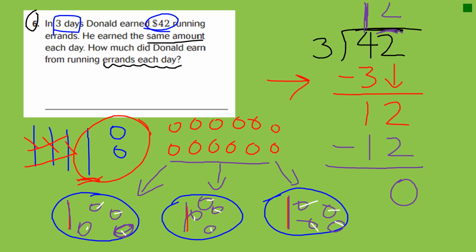4 ones are in each group. Okay, so Donald, with his $42 over the 3 days, each of those days, Donald earned $14. All right, awesome job.